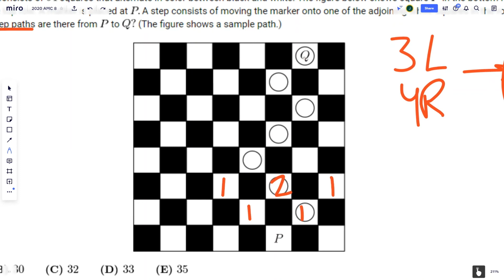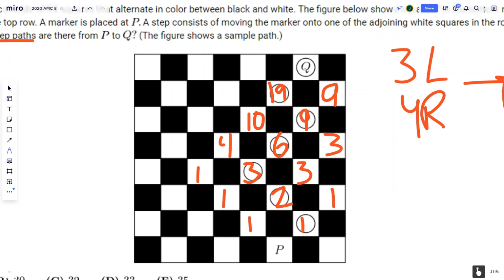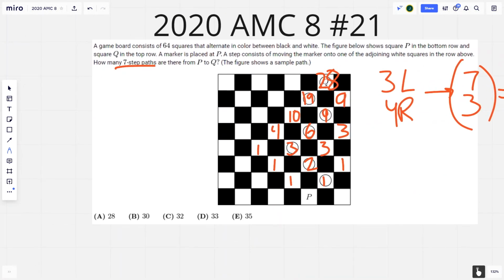So now we can go ahead and fill the rest of the grid. We have 1 way to get to the leftmost point, and that's just taking 3 lefts in a row. There's 3 ways to get to this point by the sum of the 2 below it. There's 3 ways to get here, 3 to get here, 6 to get here, 4 to get here. There's 10 ways to get here, 9 ways to get here, 19 ways to get here, and Q is the sum of the 2 numbers below it, so there's 28 ways to get to Q. So our answer to this problem is going to be A, 28.